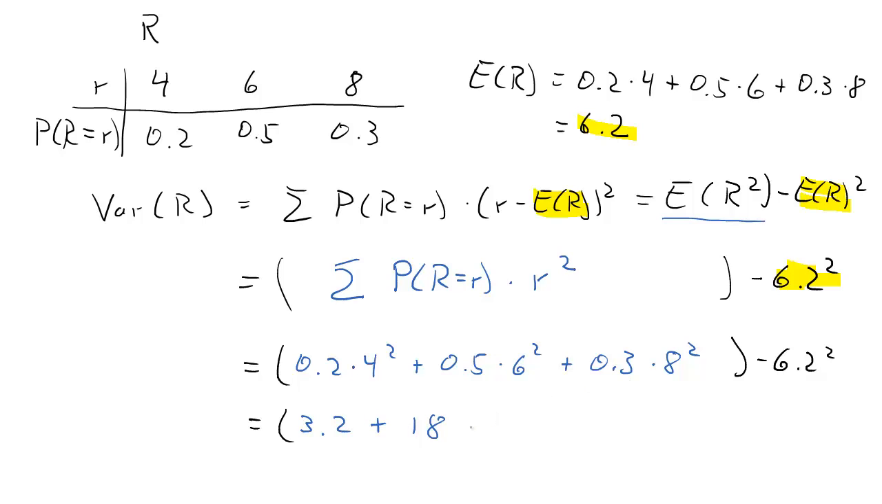That's 3.2 plus 18 plus 19.2, confirm that is correct. And so that is now the sum of these three terms, the expected value of R squared, minus 6.2 squared. And the outcome here is just going to be 1.96. So that's the variance of R.